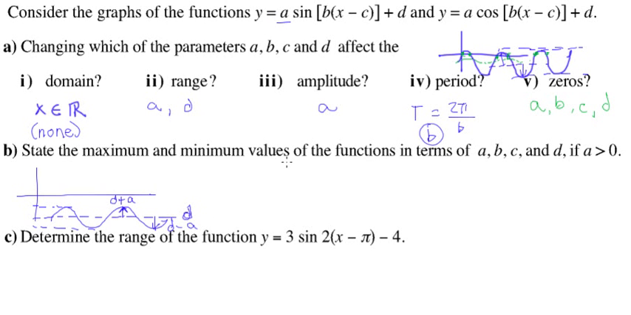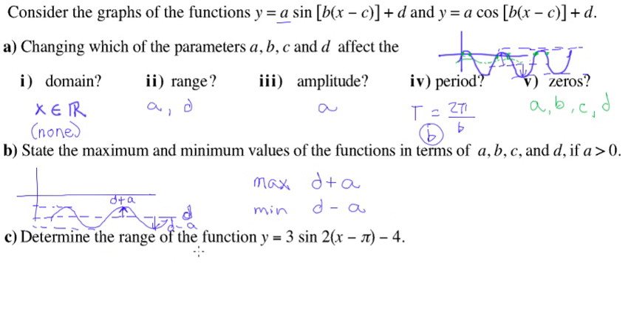And B and C are both horizontal things, so they're irrelevant as far as this is concerned. So our maximum value will always be D plus A, start at the midline and go up by whatever your amplitude is. And your minimum value will always be start at the midline and go down by whatever your amplitude is.